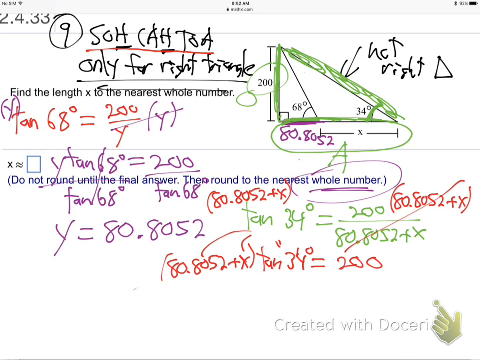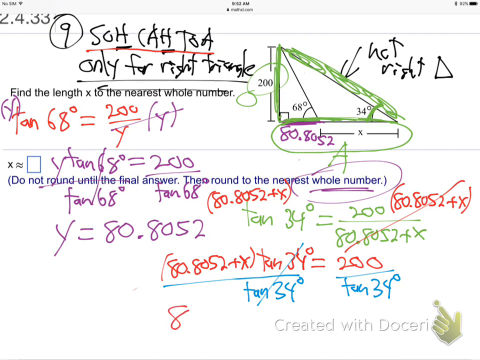That's a good idea. That's right. I was testing you to see if you would notice that. Good job. All right, I like that idea. Let's do that. It's a little bit better than doing all that distribution stuff. Nice. Divide by tangent 34. Boom, that'll be a little easier, a little cleaner, huh?